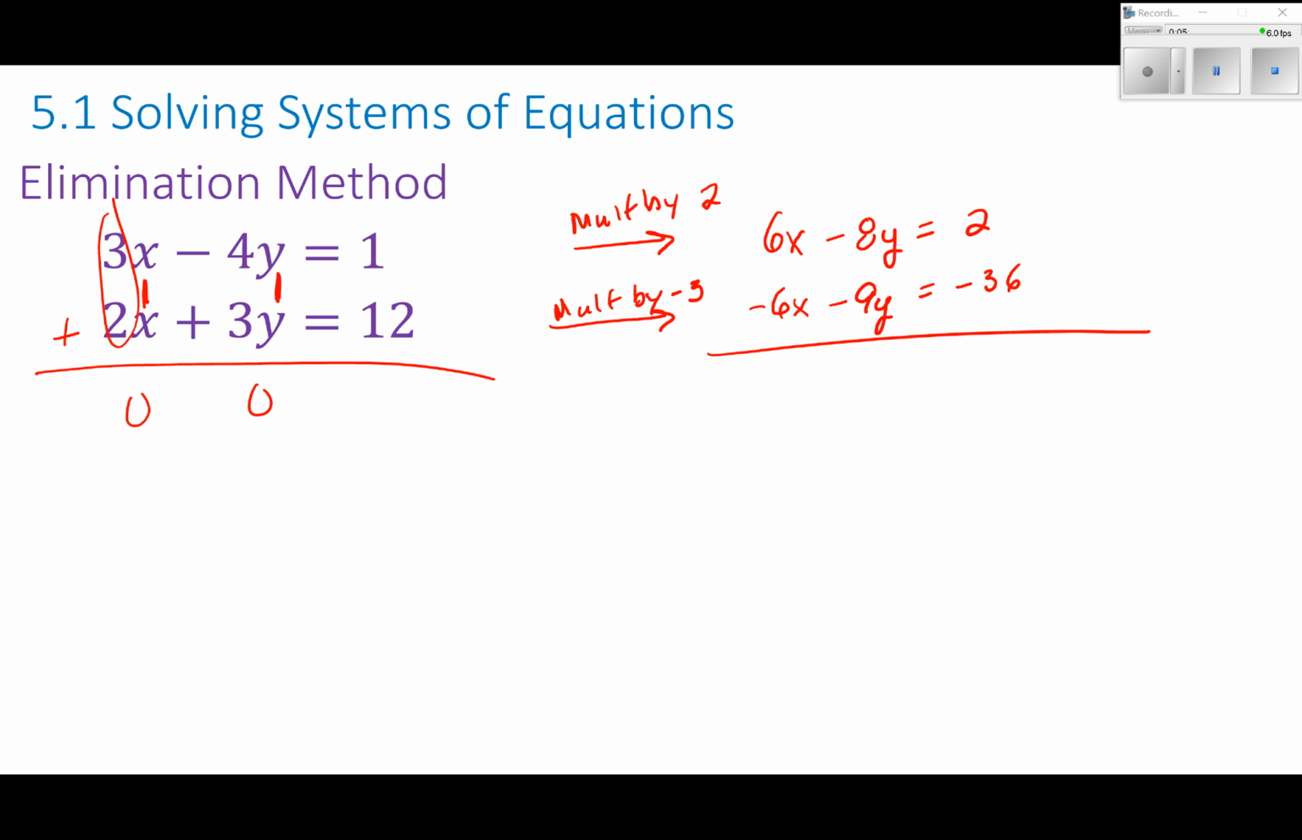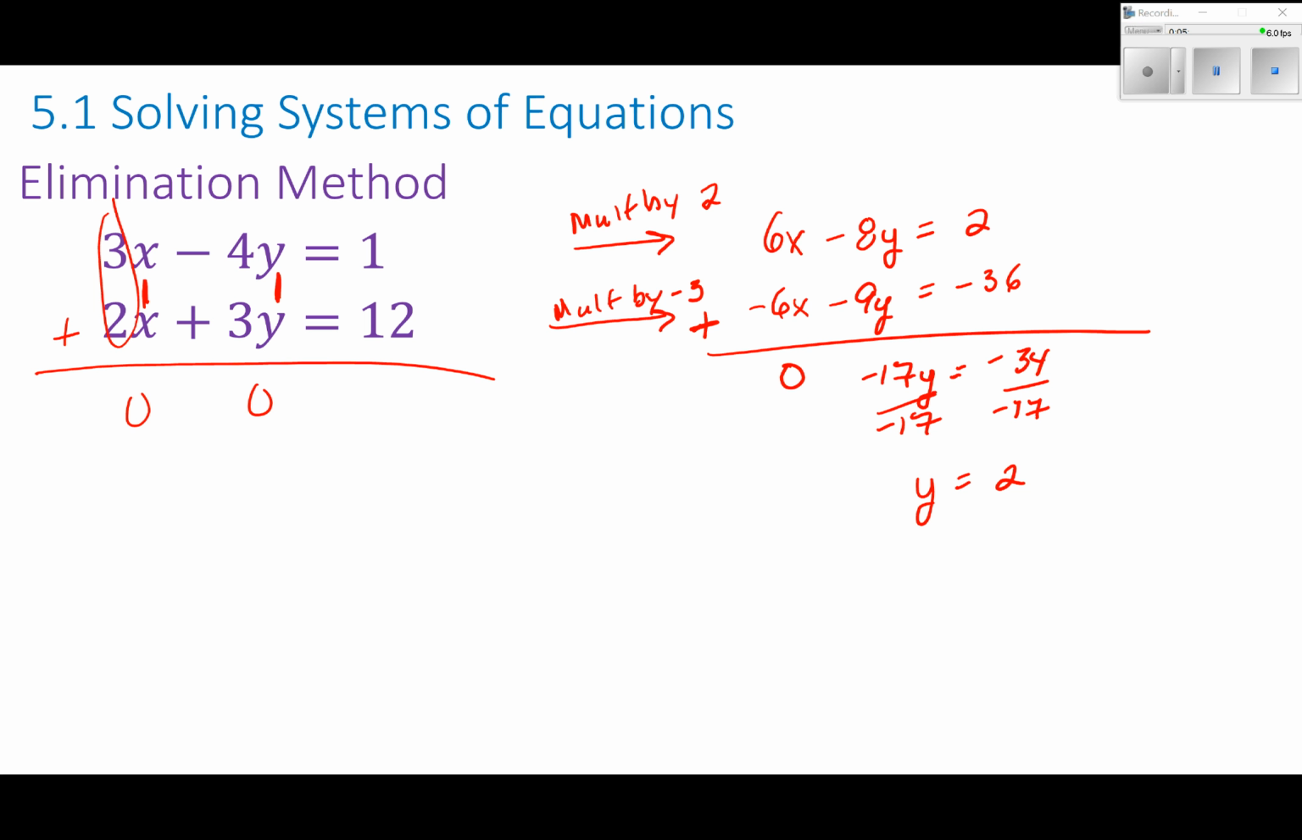Still have my x's and y's stacked on top of each other, but now when I add these, I get 0x. So I've eliminated my x. When I add up -8 and -9, I end up with a -17y, and then I'll end up with a -34. Solving this, divide by -17, divide by -17, I end up with y is equal to +2. So I figured out y.